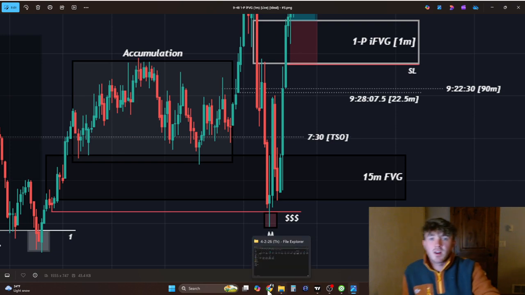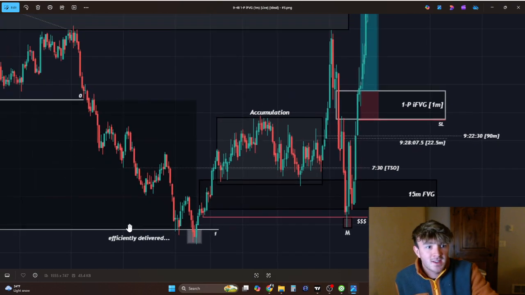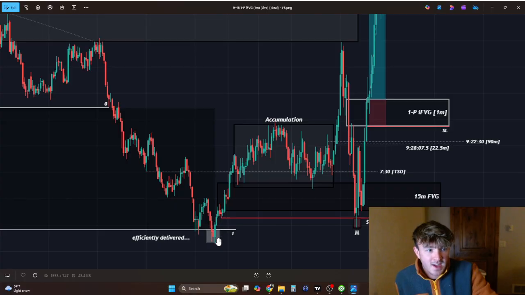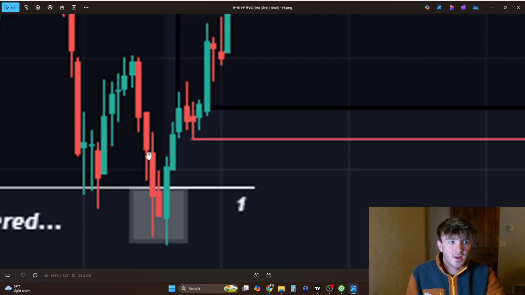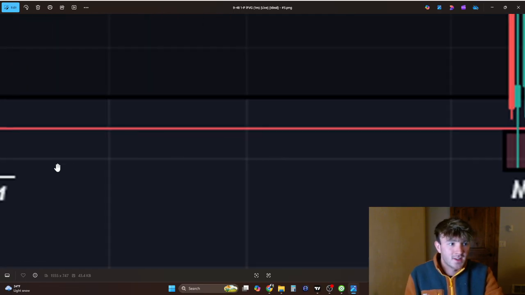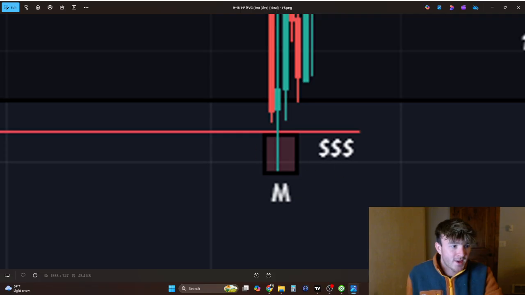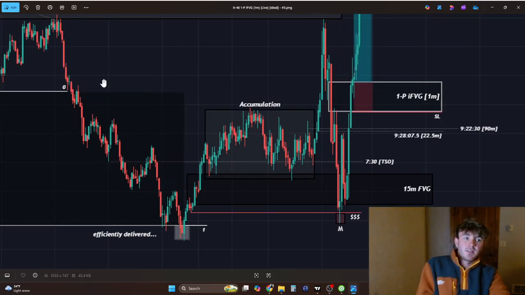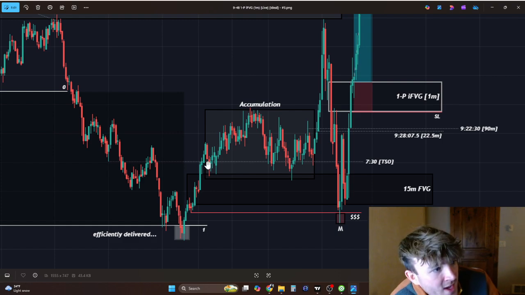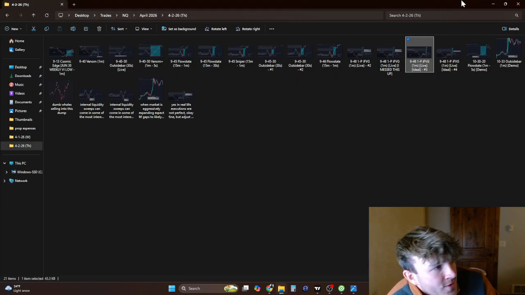Boom, expansion off of that low with SMT after we've efficiently filled this gap. By the way, this is an instant V-shaped recovery. So what is this? This is Venom model. If you don't know what Venom model is, watch my Venom model video, but you can imply that this is a BPR from here to here, and look at how the market respects that, right? After efficiently filling that June 30th new week opening gap. So that's kind of cool. If you don't know what that is, that's fine.